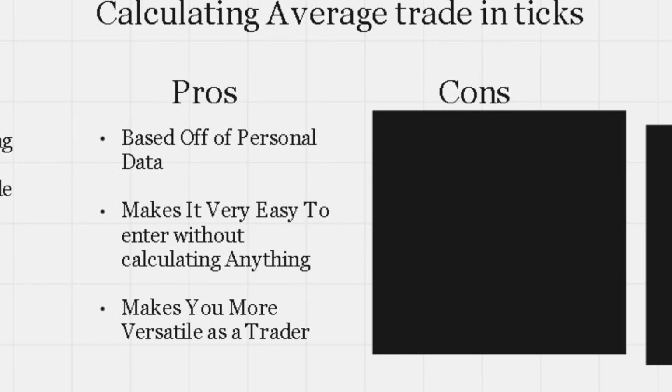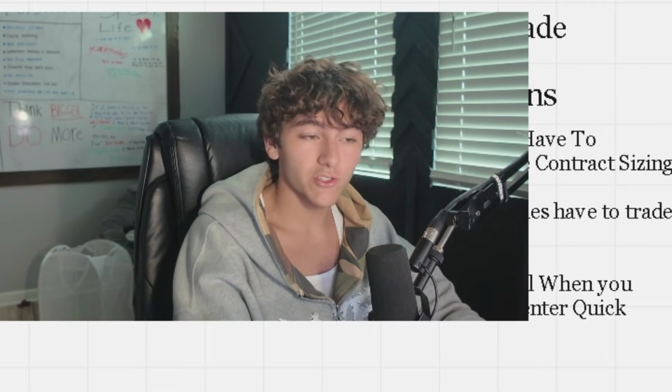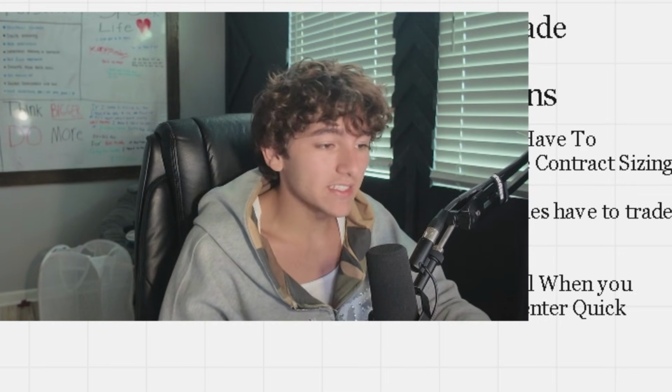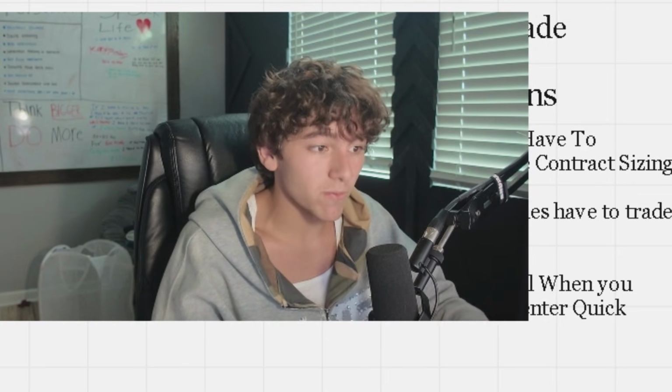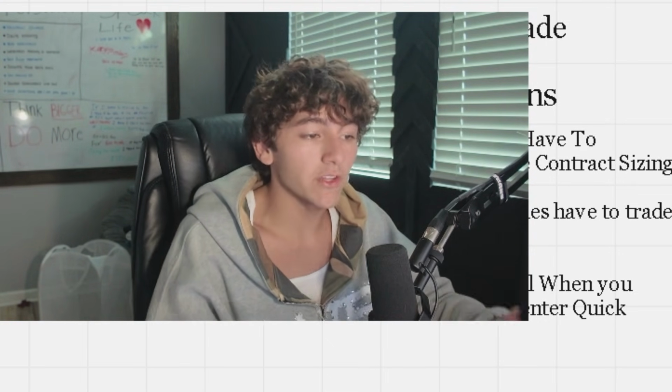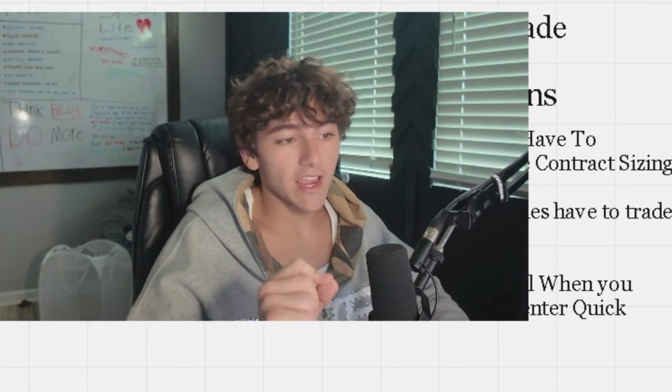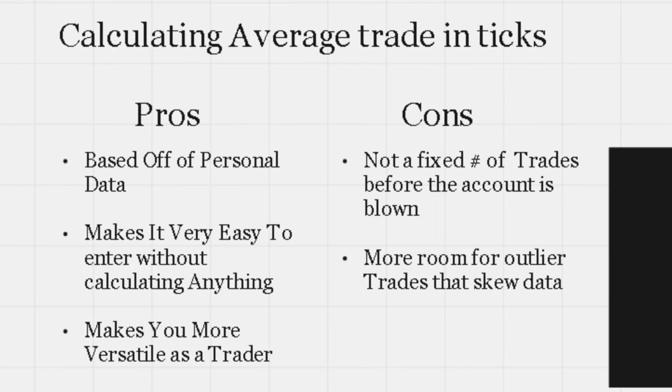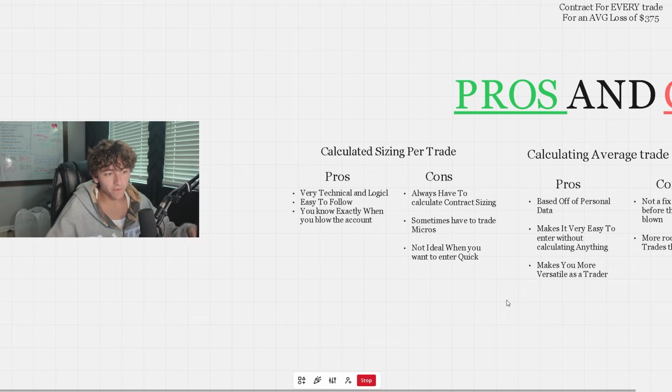If you see something that you like, you know exactly how many contracts you're entering with, and you're not going to have to do any second guessing on whether the trade is too big or too small, because it's going to be fluctuating, and that is something that you are aware of. So one of the few cons I have with this one is because you're not going for a certain dollar amount, you can't really calculate exactly how many trades you're going to take before the account is blown. For example, with the first one, we know exactly how many trades it's going to take for us to blow the account if we keep trading a certain amount of trades in a row. We know how that's going to end up.